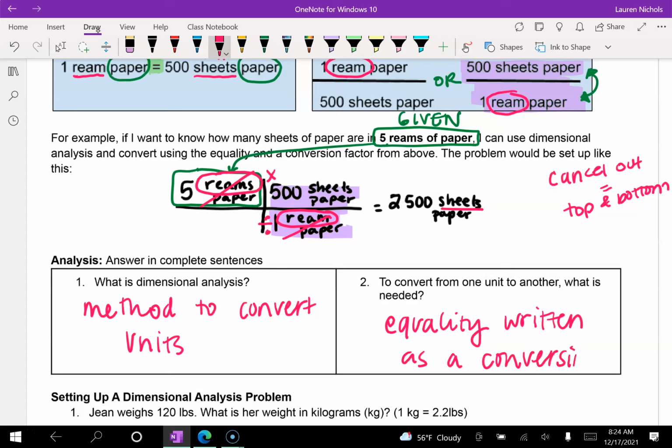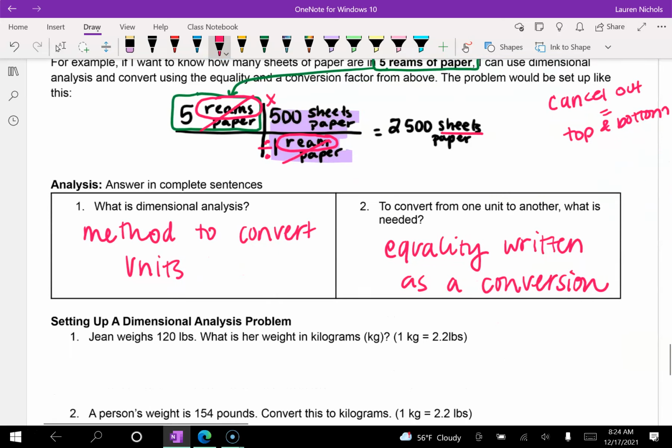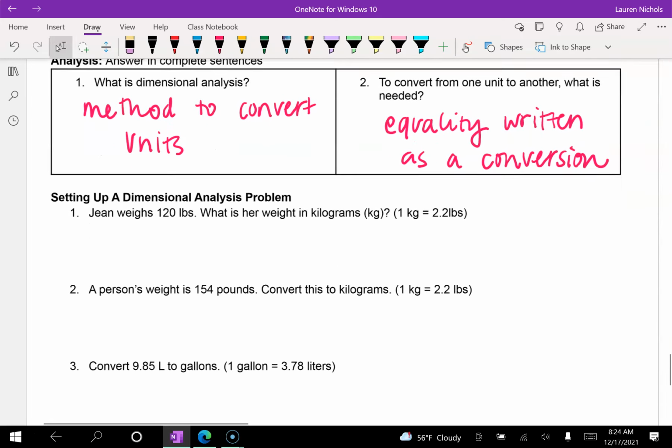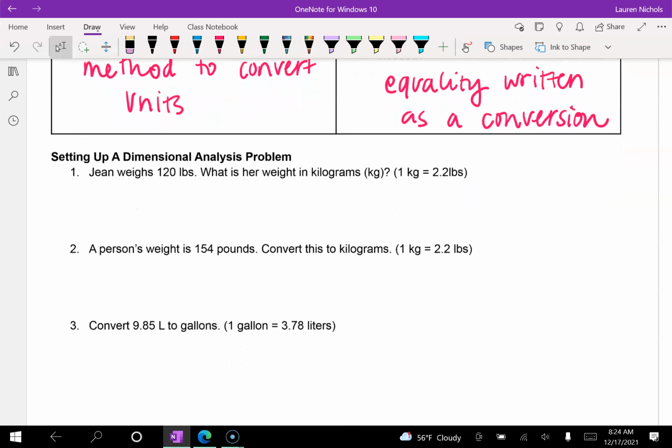We need to know how these units are connected and what these values are equal to. If we're going to set up a dimensional analysis problem, let's do a couple of examples. Jean weighs 120 pounds. What is her weight in kilograms? We have an equality here: 1 kilogram is equal to 2.2 pounds.